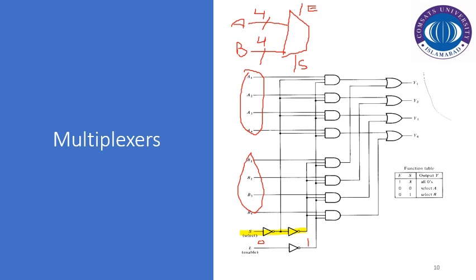So if the value of the select line equals 0 in this particular case, this has been inverted to 1, and then again inverted to 0. So this pair of AND gates receives 1 at one of its inputs, and these AND gates get 0 at its input. So whatsoever the status of these lines, the outputs of these gates are 0, 0, 0, and 0.